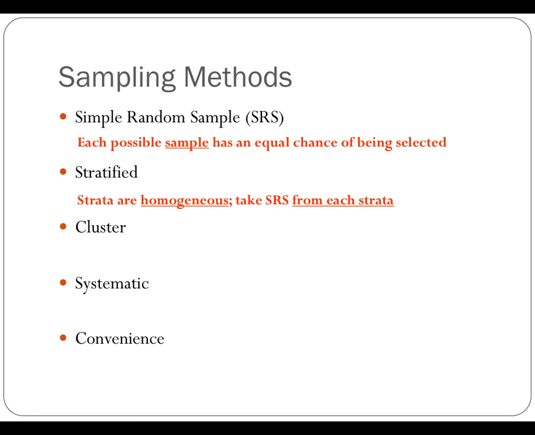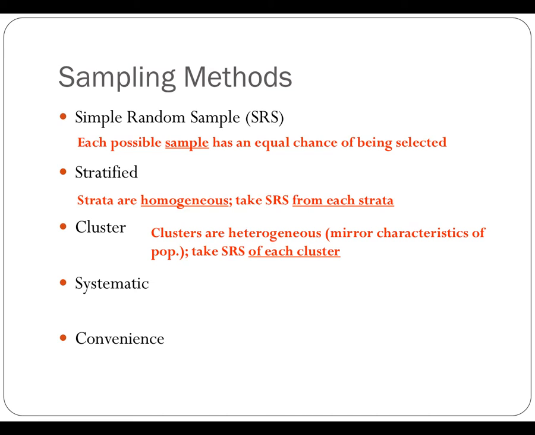Note that simple random sample is its own sampling type. These are completely separate. These 4 are not simple random sample types. They're separate sampling types. Cluster is the sampling type that is not super helpful, but this is where your clusters are heterogeneous, so they mirror the population, and then you take a simple random sample of clusters. So here, for stratified, I'm breaking into groups and choosing people from each group. Cluster, I'm breaking into groups and then choosing a few groups as a whole.